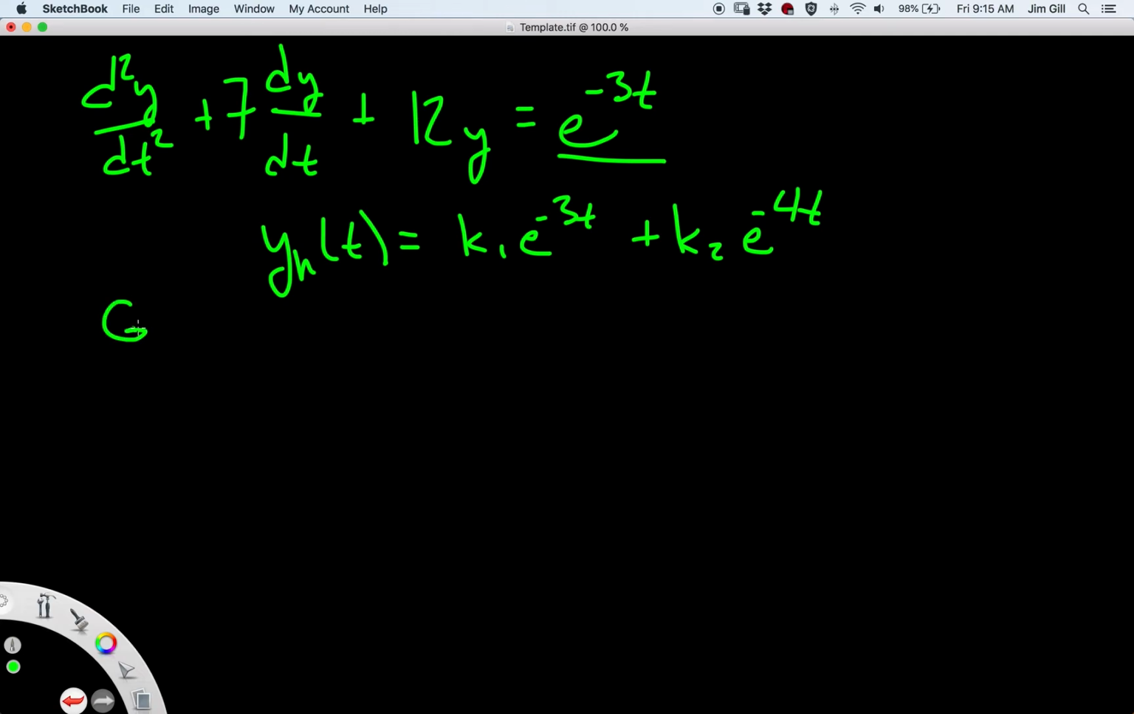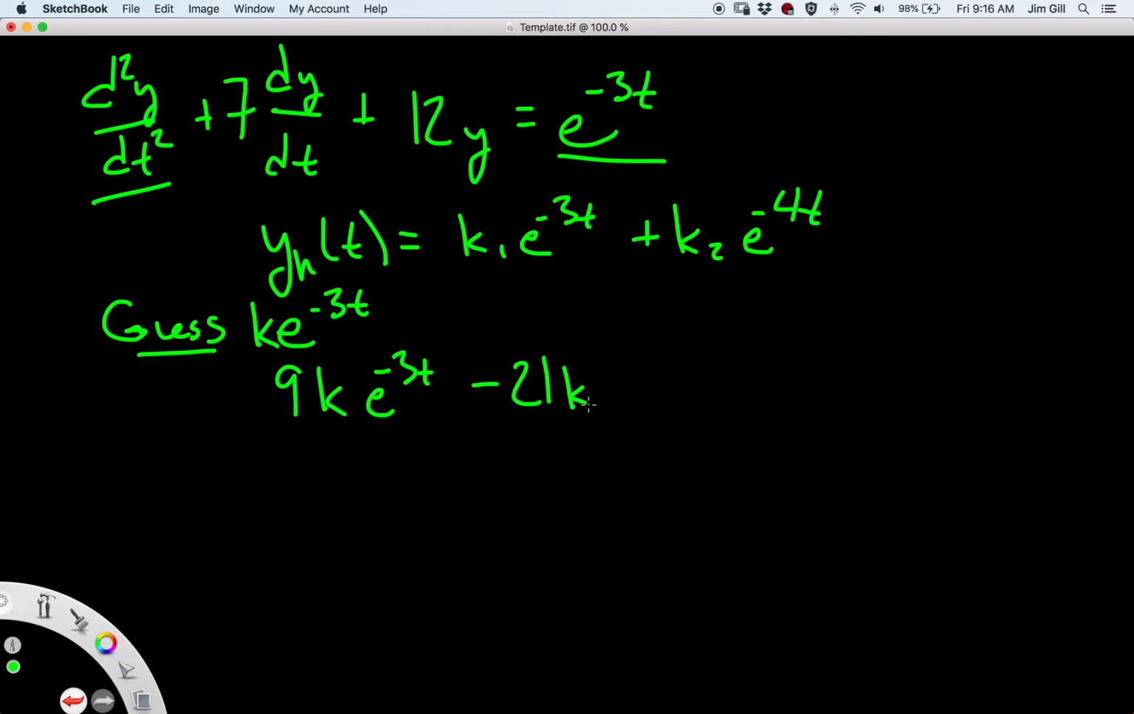Now, if we try to make a guess, let's do the wrong thing. Let's guess a constant times e to the minus 3t and see what happens. When we do that, we first take the second derivative, because of this here. That would be 9k e to the minus 3t plus 7 times the first derivative, which will be minus 21k e to the minus 3t, plus 12 times e to the minus 3t times k, so 12k.